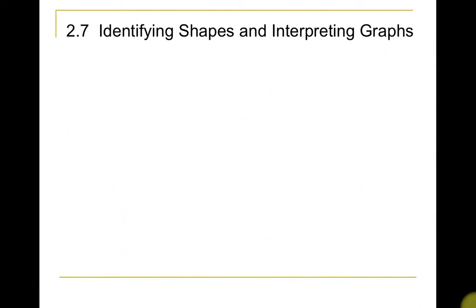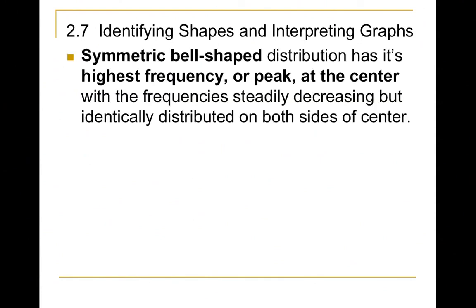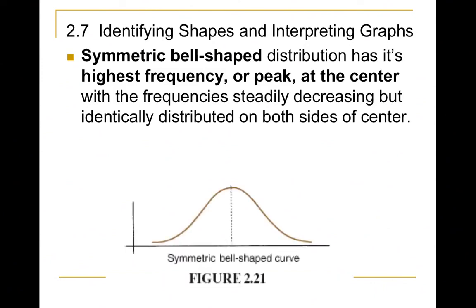What we're going to look at today is identifying shapes and interpreting graphs. It's a quick section. We're just going to look at the various shapes of graphs that we can come across in this class. A symmetrical bell-shaped distribution has its highest frequency or peak at the center, with the frequencies steadily decreasing but identically distributed on both sides of center.